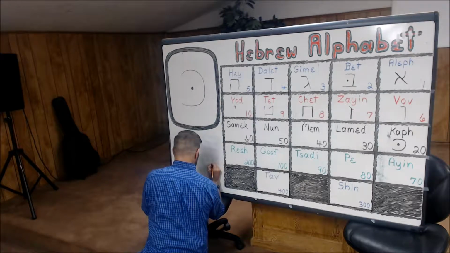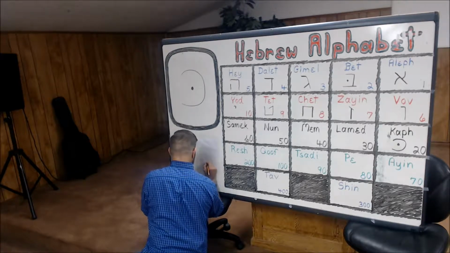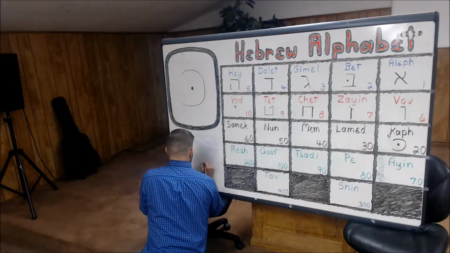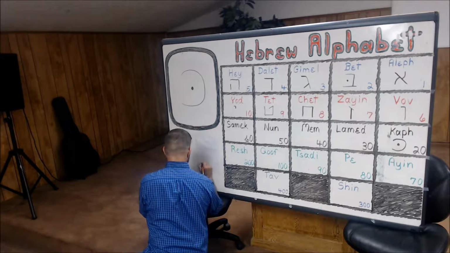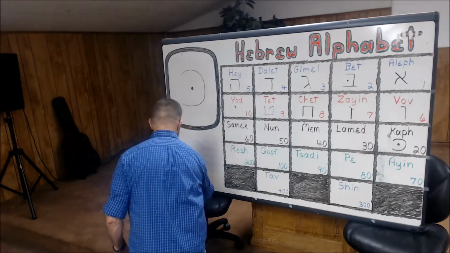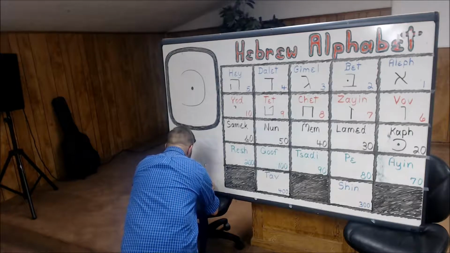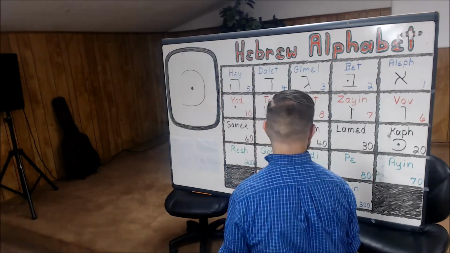Kaf. Come on, you guys. Y'all saying it loud? Kaf. 20. Everybody have it? Kaf. Numerical value? 20.